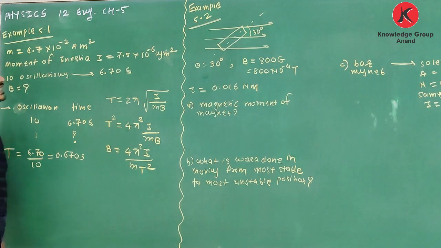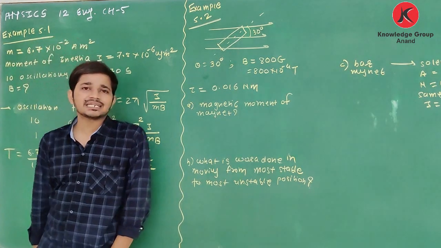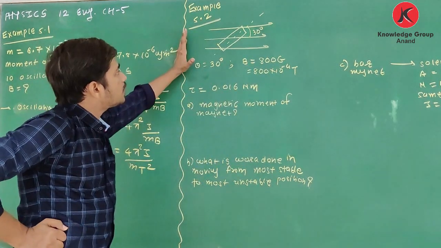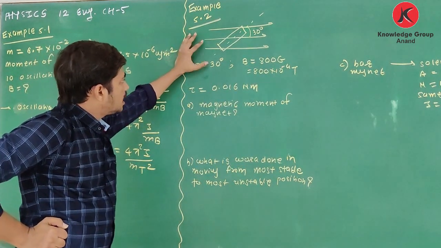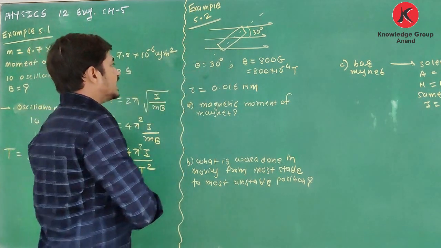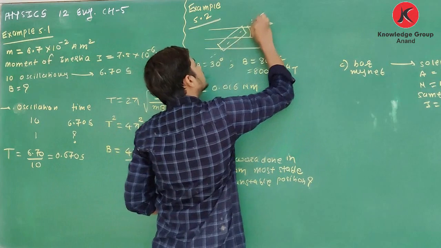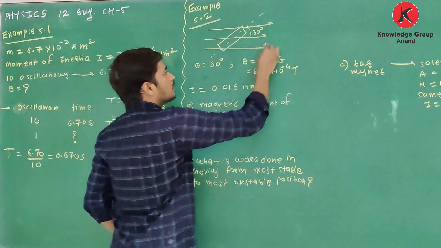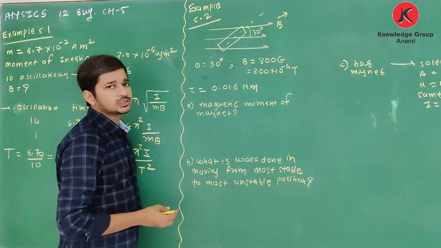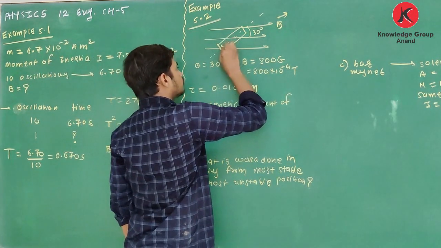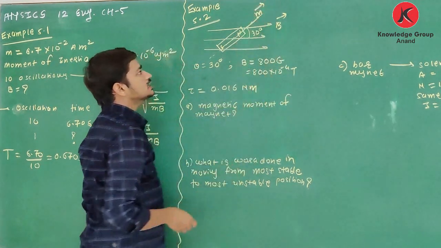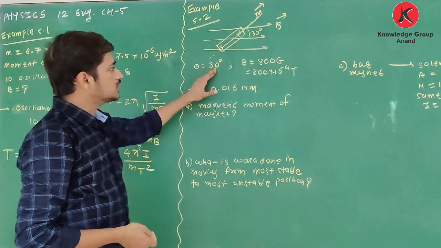Okay, next is example 5.2. See what is example 5.2. Example 5.2, here it is. One bar magnet is placed in a magnetic field such that the axis of the magnet makes an angle of 30 degrees with the magnetic field. So yes, theta is equal to 30. Here, if this is the south pole, this is the north pole. It is the direction of the magnetic moment. So the angle between them is theta equal to 30.